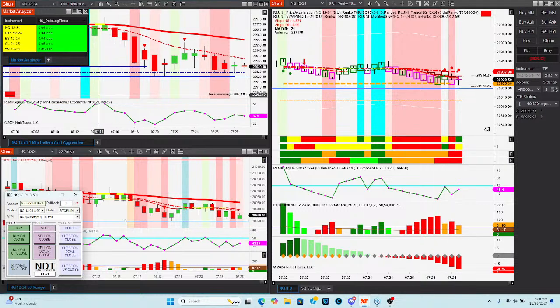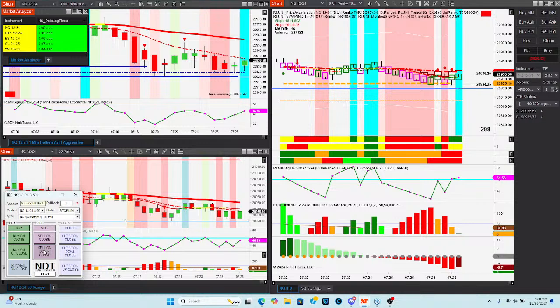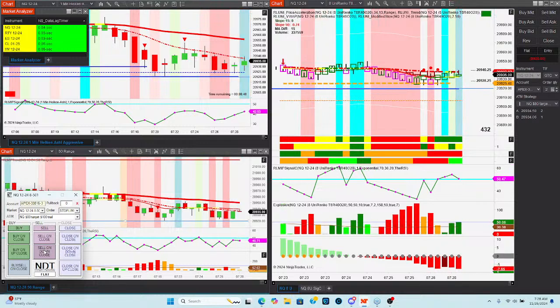You even got a market internal on the other chart. Just not enough yet. So we sit and we wait.